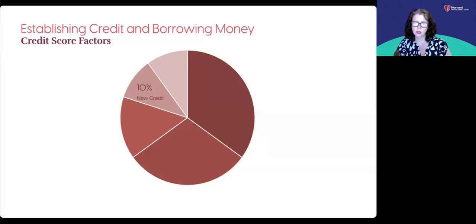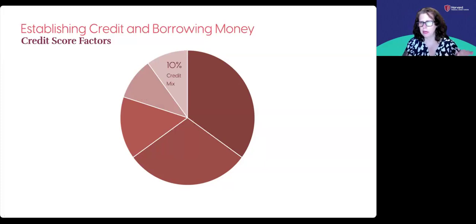New credit, or hard inquiries, are when you've applied for a new credit card, new mortgage, new auto loan, something like that. They can see that, and so that's a little bit of a red flag to the creditors. Of course, if you need to do it, that's what you should do. But if you go out and apply for a whole bunch of credit all at once, that's something of concern about whether you're going to be able to pay it back.